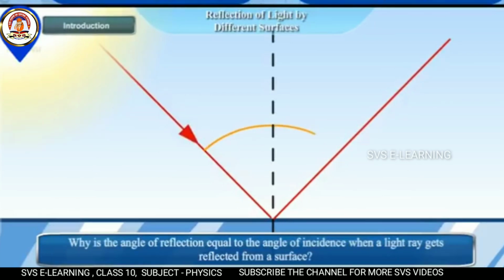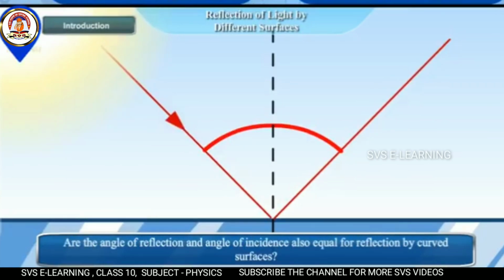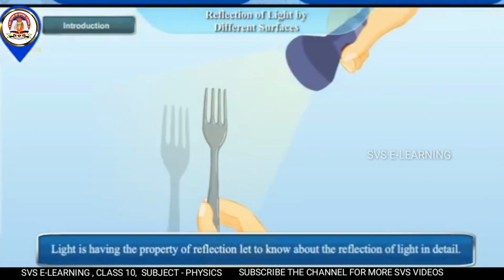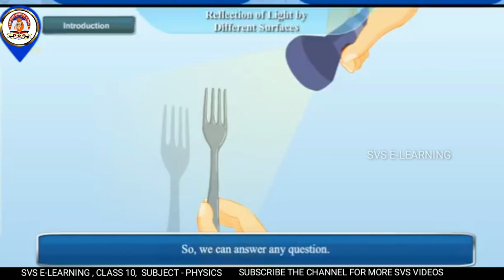Why is the angle of reflection equal to the angle of incidence when a light ray gets reflected from a surface? Are the angle of reflection and angle of incidence also equal for reflection by curved surfaces? Light has the property of reflection. Let's know about the reflection of light in detail, so we can answer any question.